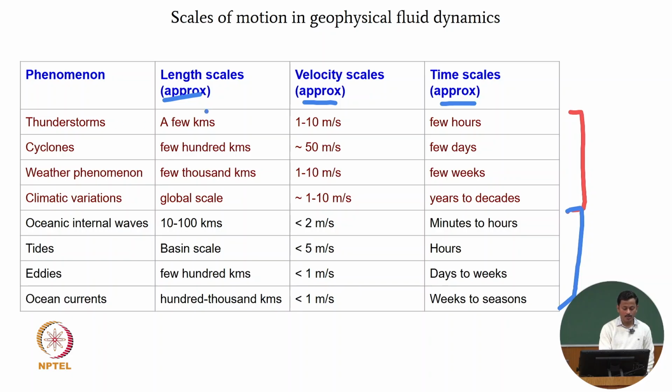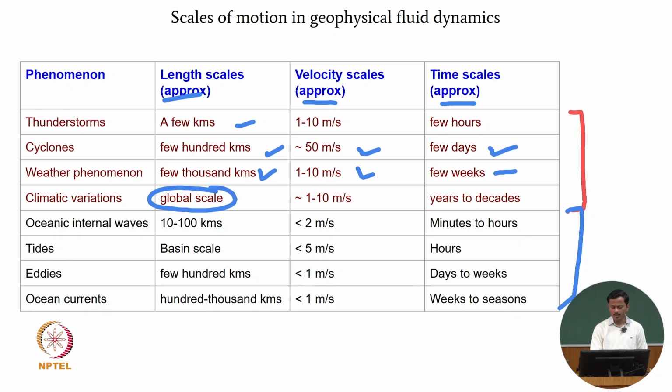So for example, thunderstorms can be a few kilometers. Cyclones can be a few hundred kilometers and go up to 50-60 meters per second, and they can last for a few days. Weather phenomena can be a few thousand kilometers. This can have speeds of 1, 10 or a few meters per second, and this can exist for a few weeks. Whereas climatic variations are global scale, that is, they affect the whole globe, and these are very small velocities, and this can exist for multiple years to decades.